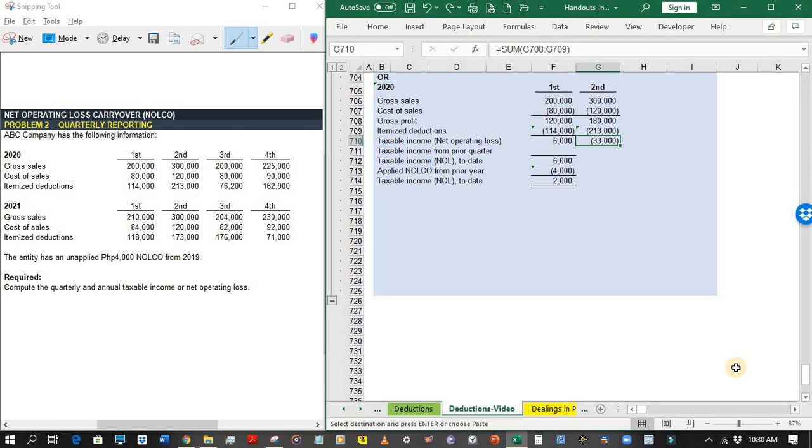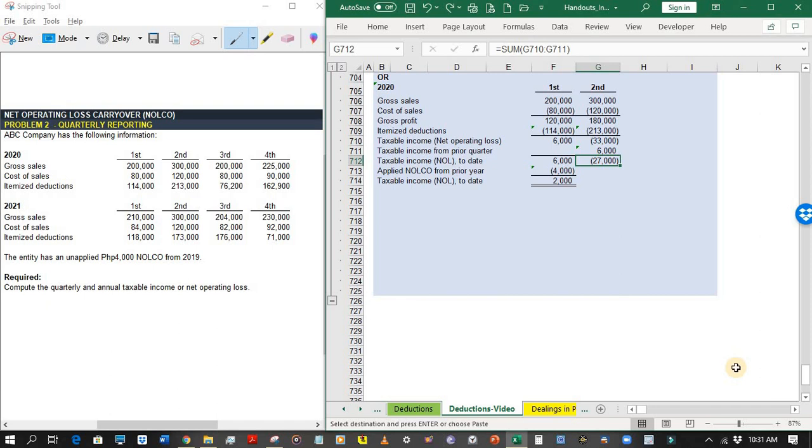So this is only the result of operation for the second quarter. It does not include the 6,000 taxable income during the first quarter. So the 33,000 is non-cumulative. Again, regardless of the format, the presentation or reporting should always be on a cumulative basis. That is why we need to add the 6,000 taxable income we computed during the first quarter. So the taxable income or net operating loss to date, which is already the cumulative amount, is 27,000 NOLCO. And if you will remember, this is the net operating loss we computed in the previous format.